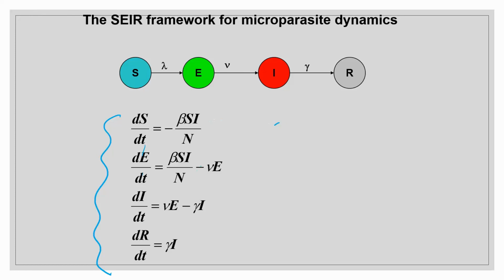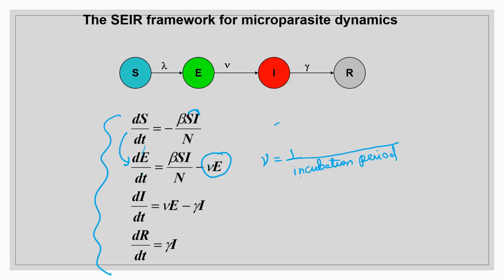Here you can see what we have. The additional part is over here. Here I is coming in contact with S, and now instead of going to I, it comes to class E, because first it will remain in the exposed class as it is not transmitting the disease to others. This nu is 1 by the incubation period, because this is given as a rate.